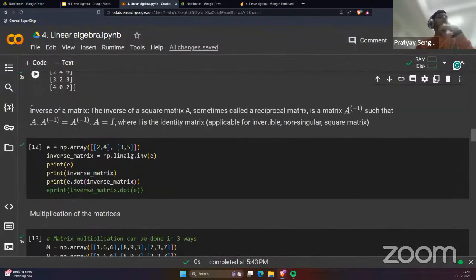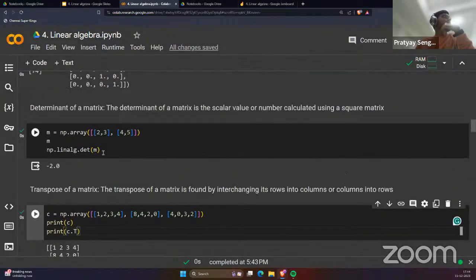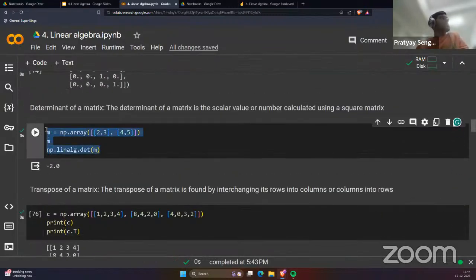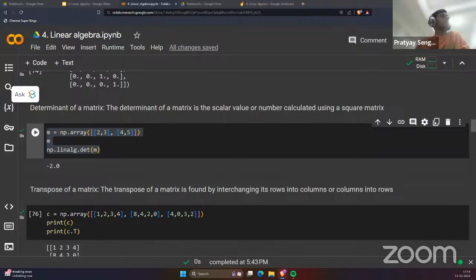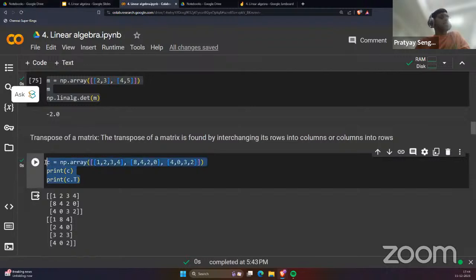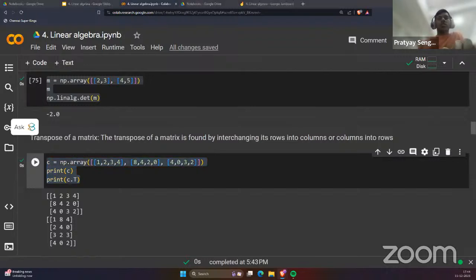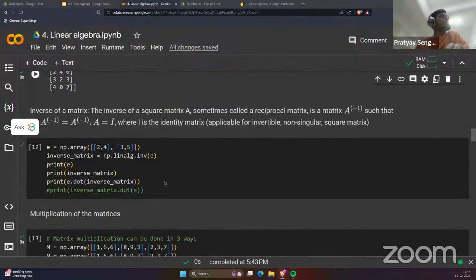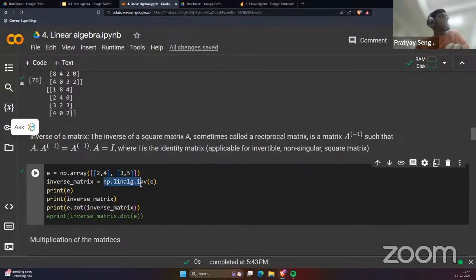And then there is inverse of matrix. So I'll just paste these two things here. To get the determinant, you can use this, and then transpose is something dot T. That's it. Right, and then inverse is basically you can do np.linalg.inv. So a lot of linear algebra things come with the NumPy linear algebra package. So first we will be seeing.